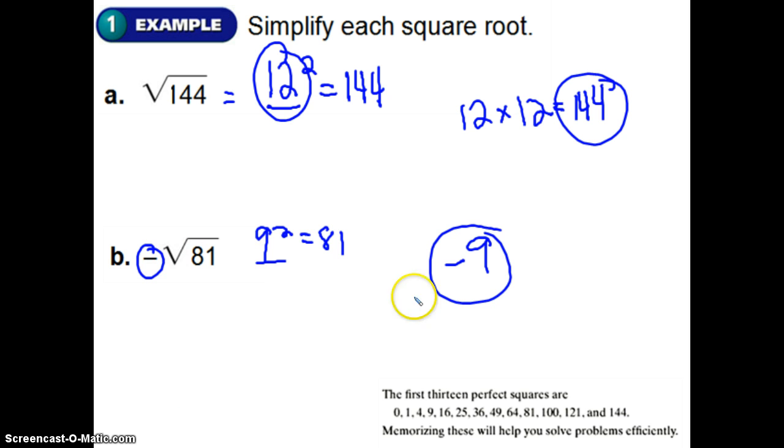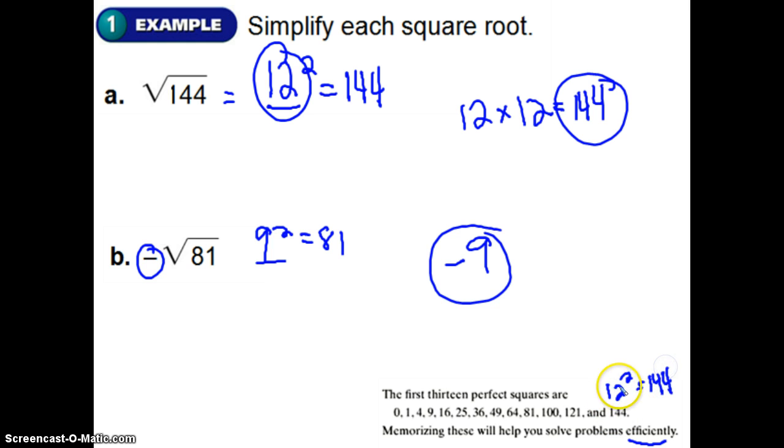Okay, so this negative is just out here waiting for you to take the square root of 81 and make it a negative. Now, the first 13 perfect squares are below. So 0 squared is 0, 1 squared is 1, 2 squared is 4, 3 squared, 9, and so on. If you memorize these, they'll help you solve problems quicker, which is another way to say efficiently. So you should know 144. Well, I know that 0, 1, 2, 3, 4, 5, 6, 7, 8, 9, 10, 11, 12, the 12th number that I talked about, I know 12 squared equals 144.